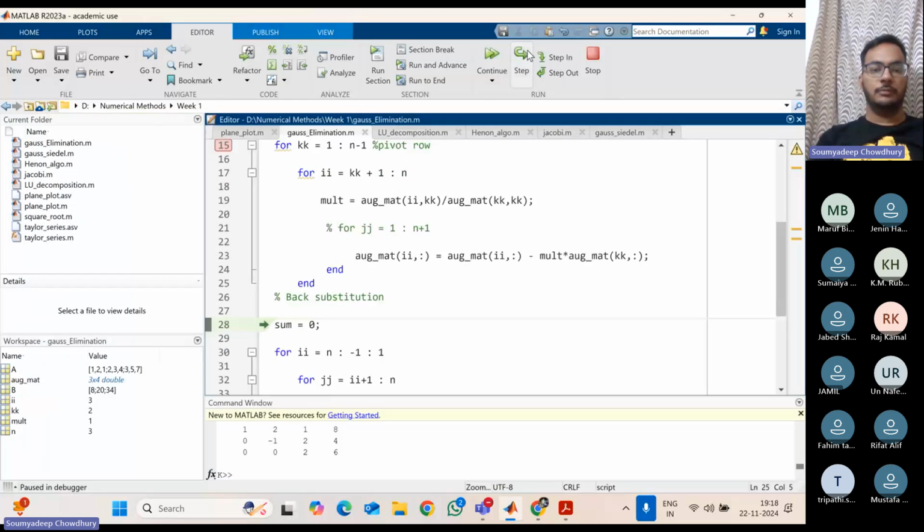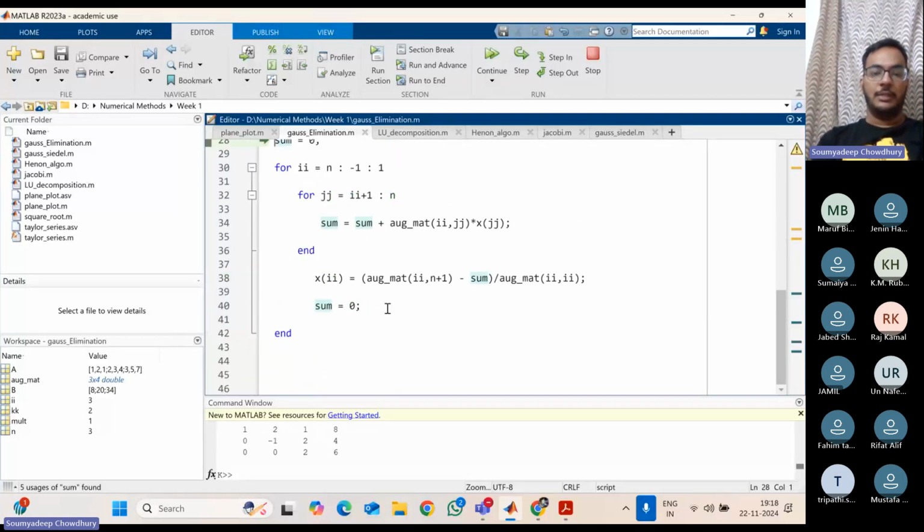Like this if you do, now see this, it has come out of this loop. This elimination process is done. That is, it is converted to an upper triangular matrix. Now it will go to this back substitution.